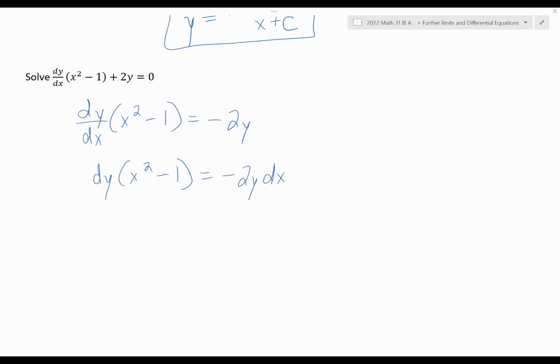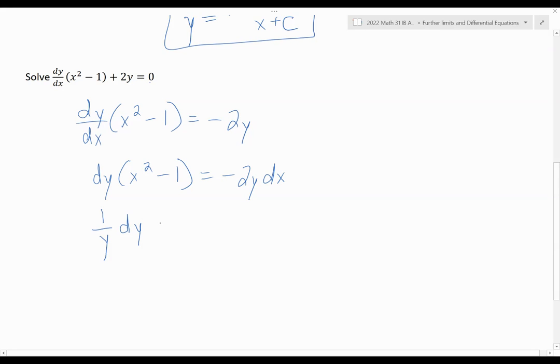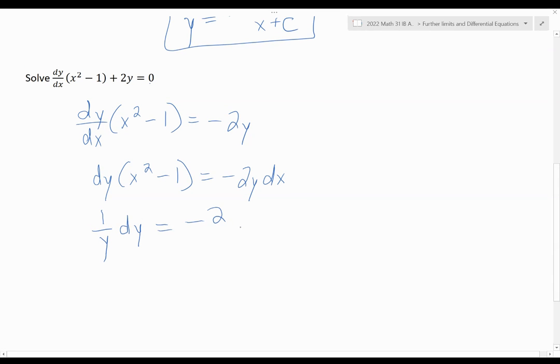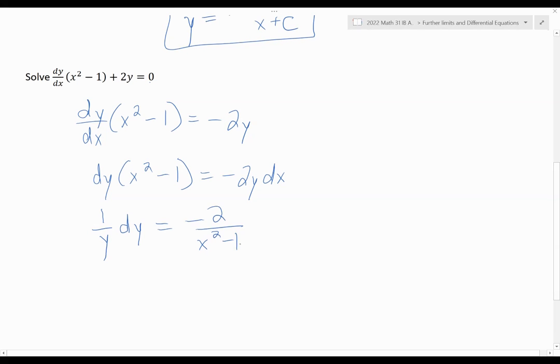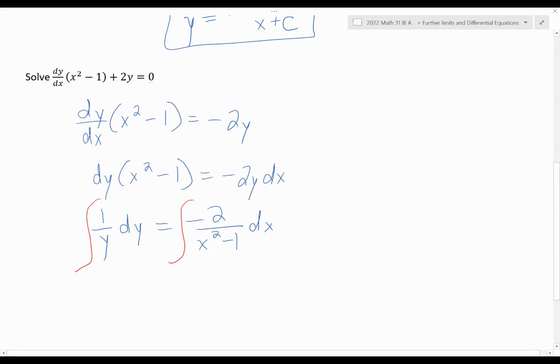It doesn't really matter. I'm just going to divide by y, not by negative 2y, because ultimately I'm going to want to isolate y anyway, so I might as well get started on it here. So I end up with 1 over y dy equals negative 2 over (x squared minus 1) dx. So at this point, we have separated our equation, so I can integrate on the left with respect to y and on the right with respect to x.